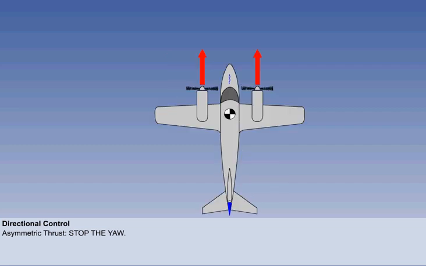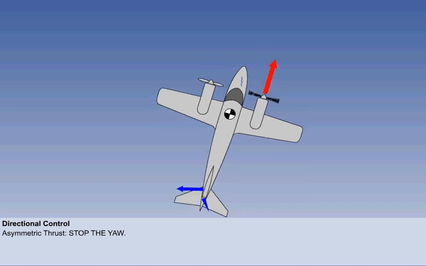Whenever an engine failure occurs on a multi-engine aircraft, the first thing the pilot must do is stop the yaw with rudder. Asymmetric thrust will be fully covered in later lessons.